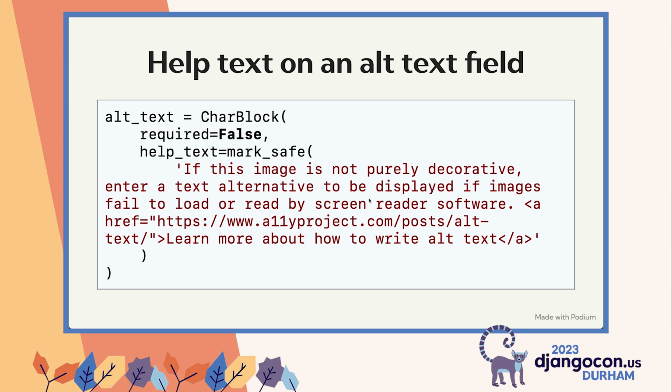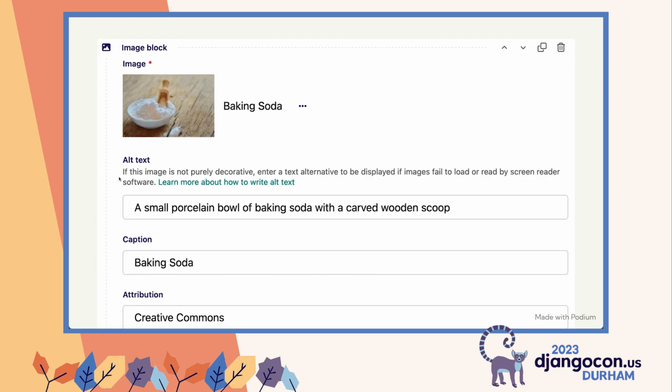Now returning to the image block, here's an example of the kind of help text that I would add to its alt text field. If this image is not purely decorative, enter a text alternative to be displayed if images fail to load or to be read by screen reader software. And we have a reference link. And here's the result of that in the editor.